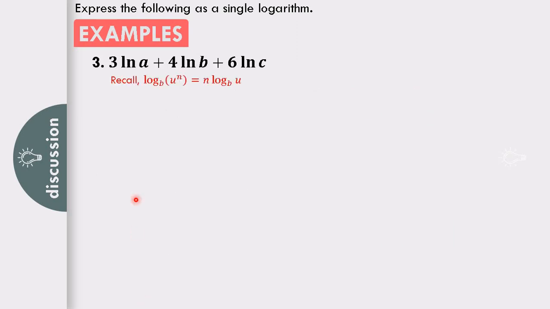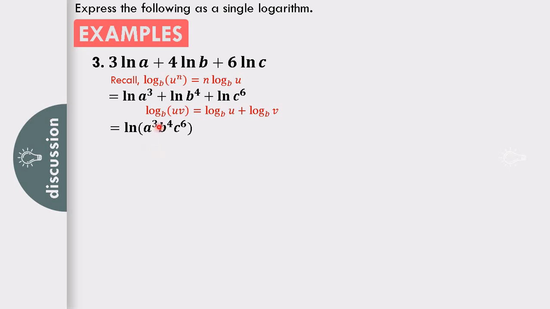Example number 3, we have 3 ln a plus 4 ln b plus 6 ln c. Okay? So the constants will become the exponents. So we have ln a cubed plus ln b raised to 4 plus ln c raised to 6. Okay? So next, since it is all added, we will multiply. We have ln of a cubed, b raised to 4, and c raised to 6.